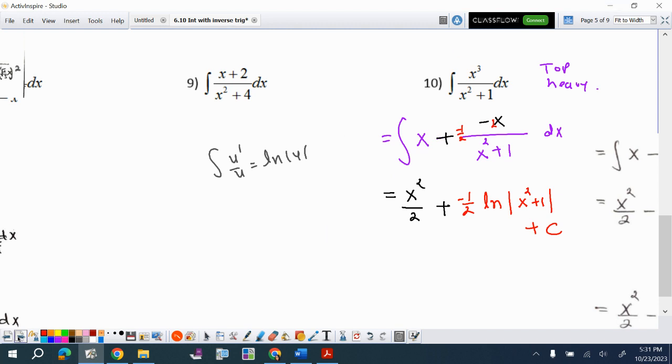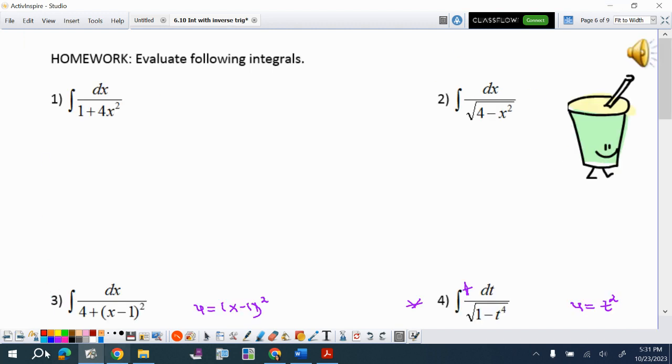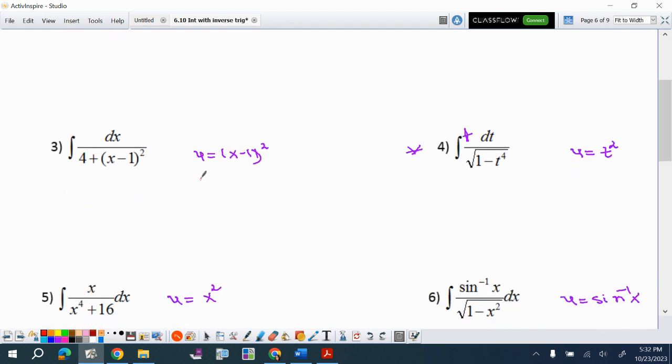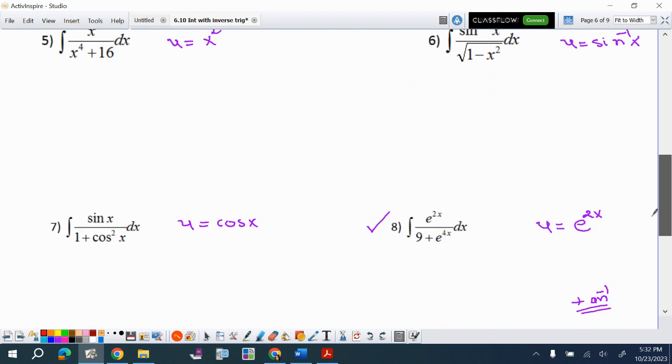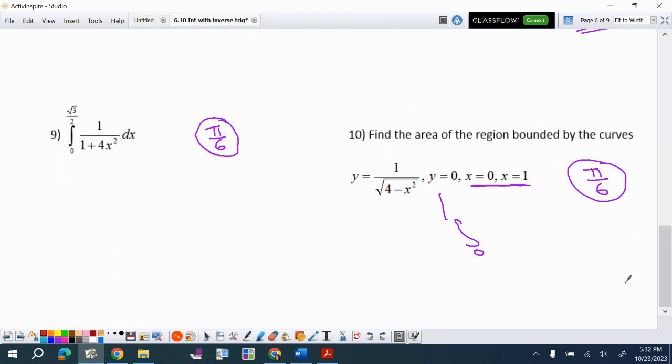Okay, so you are going to work on the homework, which is the next page. Suck it up again. The answer key is posted here. I give you the hint here. u is x minus 1 square. u is a t square. And the most important one, don't forget that this is the last one, is here.